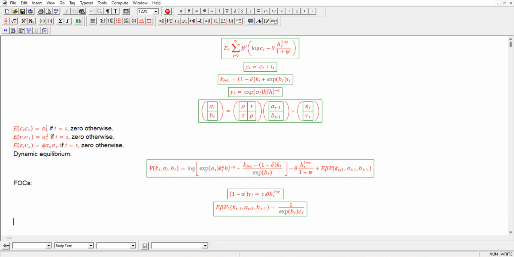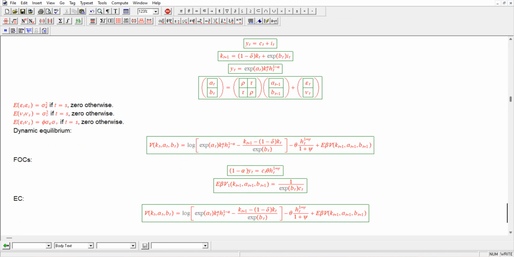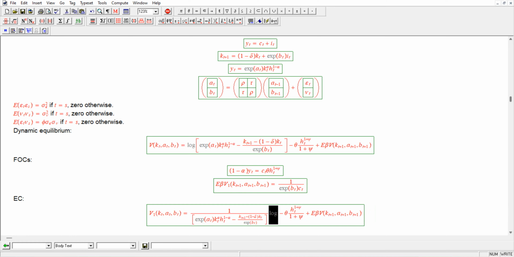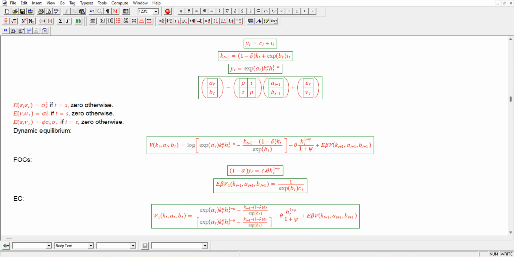Next, we need to find the envelope condition. So we derive this with respect to its first argument, evaluated at the optimum. Once again, we have natural logs here, so this becomes the reciprocal. And then we have to derive this by k t. So an alpha comes out. This is alpha minus 1 now. K t shows up here, so we have to multiply that.